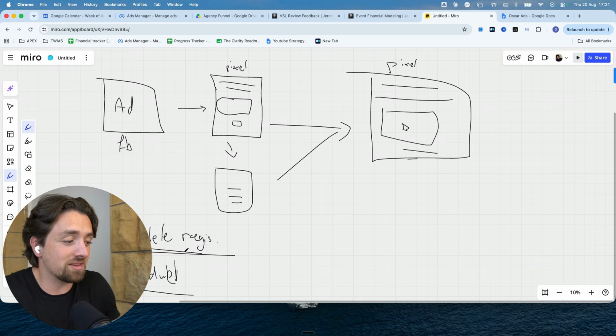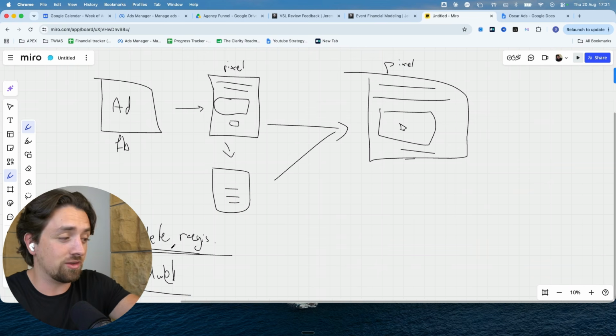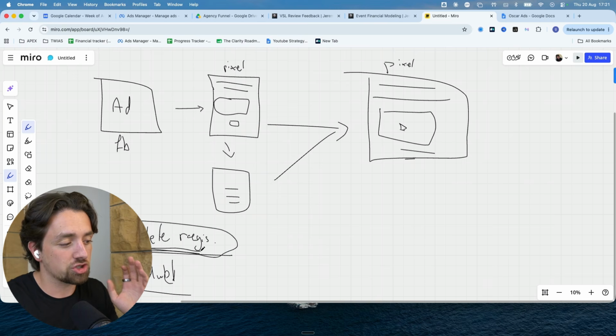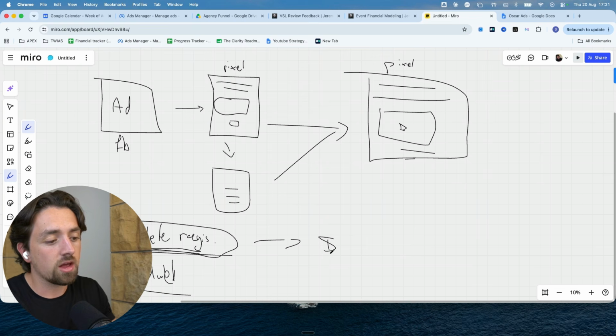That's what your goal is. Meta's job isn't to make you money on the back end yet. Meta's job is, it thinks, to get you complete registrations. These are just a means to an end to making money. So it's going to try and get you as many of these as possible.